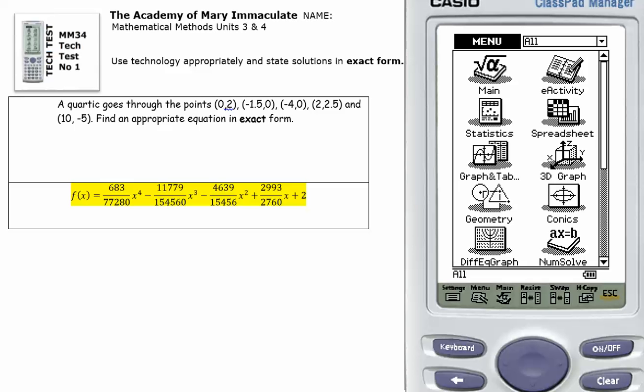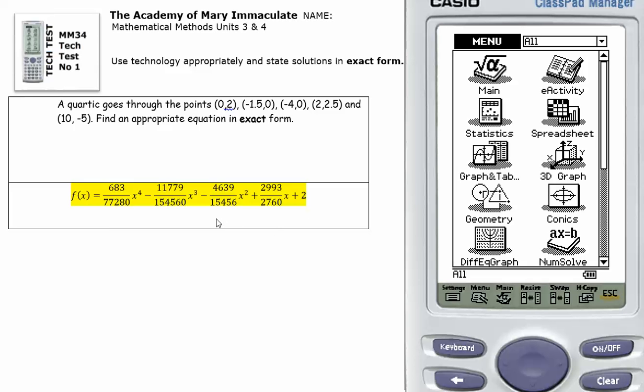This is for Year 12 Methods. It is doing question 3 out of Tech Task number 1, which gives you 5 points, and it's asking for the equation of the quartic that goes through those 5 points in exact form. And I've included the answer there, and I'll show you how I got it.